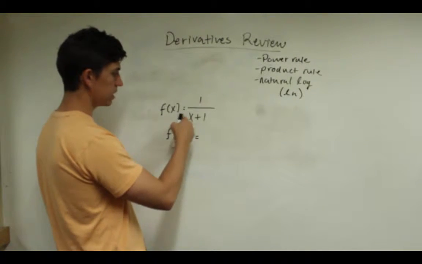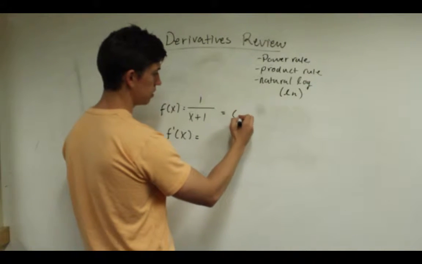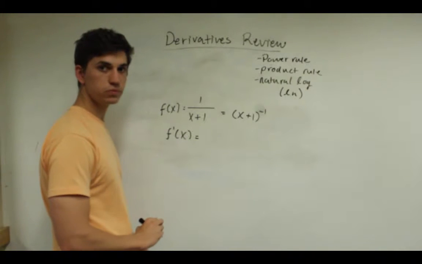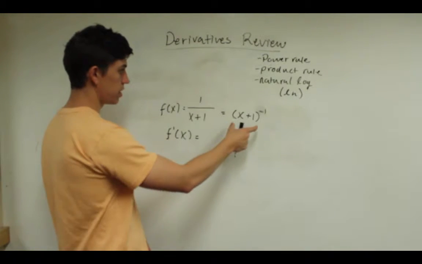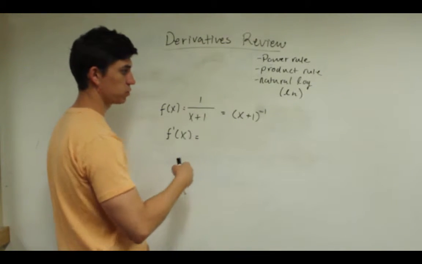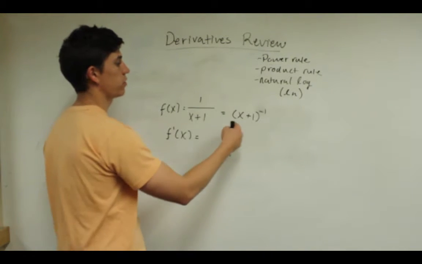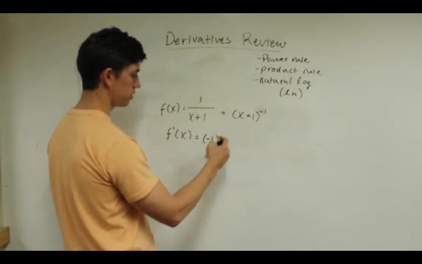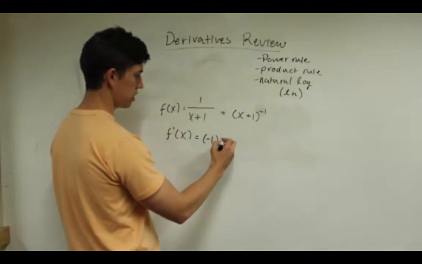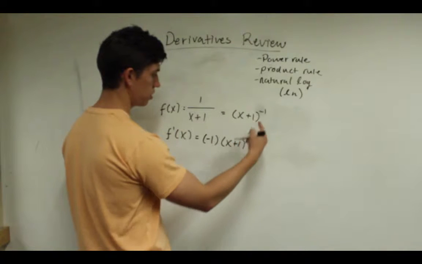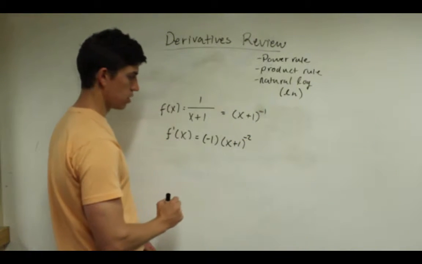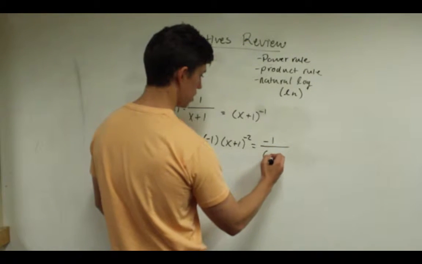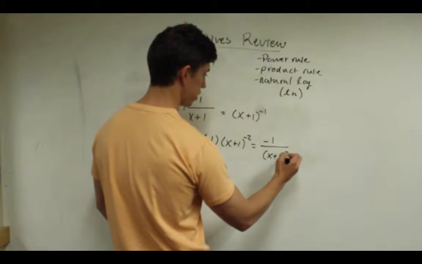Well, the nice thing is I can rewrite this as x plus 1 to the negative 1, right? So now this is in a form like the previous one where I can just move the power to the front and subtract 1. So I move the power negative 1 to the front, and then I subtract 1 off of this thing, x plus 1, but now to the negative 2. So that's equal to negative 1 over x plus 1 squared.